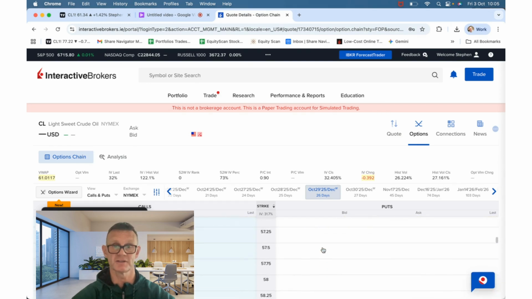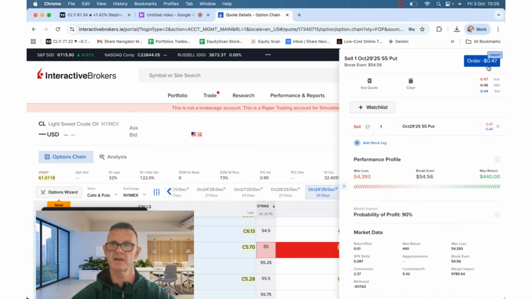So let's see what that insurance premium is for the main contract. We'll go down to the 55 strike here. And we can see here we're taking in 47 cents now. It's 1,000 multiplier, so it's actually 470 we'll be taking in. So you can see here, our max return here is 440. It's saying our max loss is 54,000.